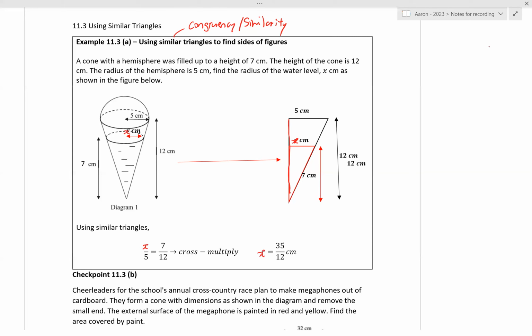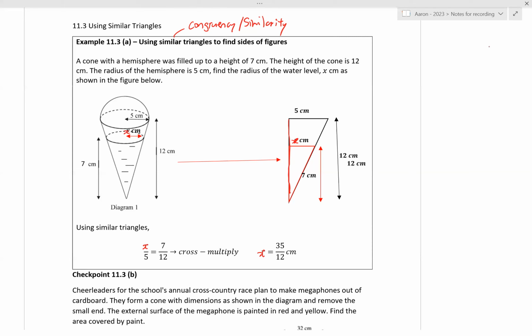If you look at what you have, these two similar triangles, if you recall for similar triangles, the ratio of their lengths are the same. That's why if you take x over 5, which is the base of the two triangles, over 7 over 12, which are the two different heights of the triangle, the ratios are the same. Then from there, work it as how you would to solve for x. Cross multiply, meaning you multiply 5 by 7. That's how you get 35 over 12 cm.